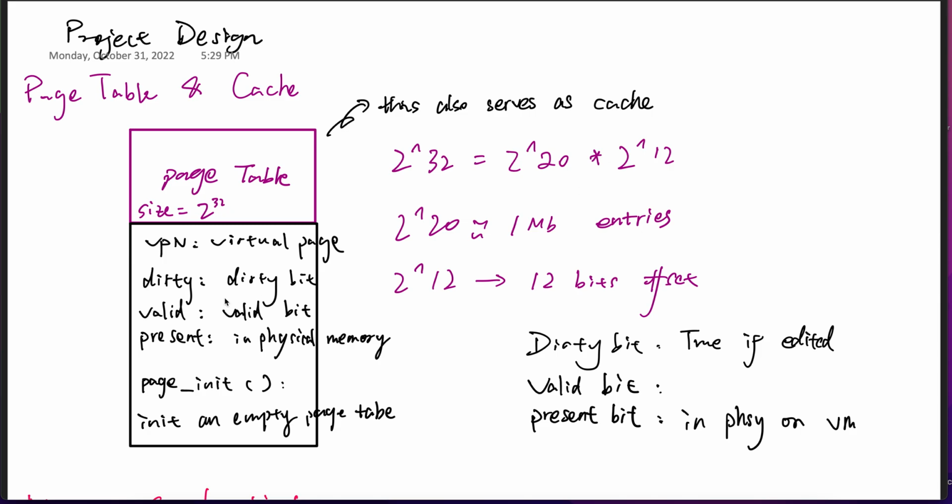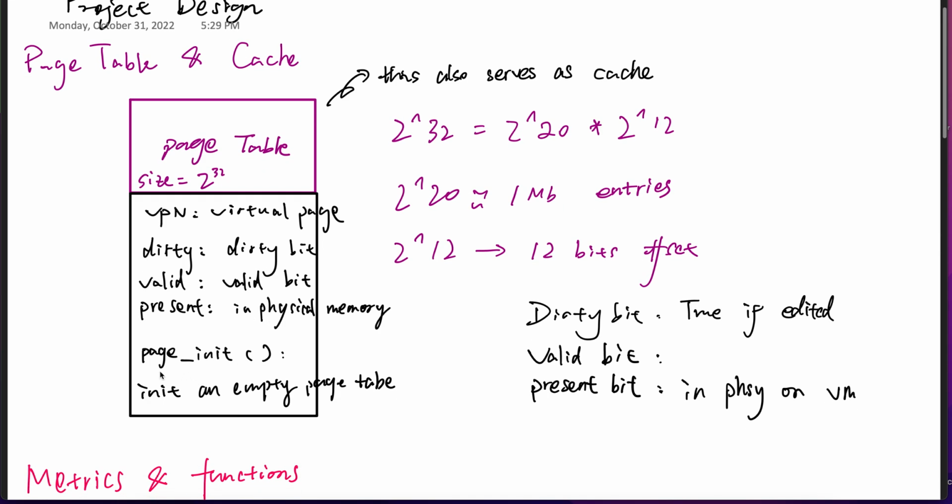Also, the most important thing is we should know the virtual page number, as well as the dirty bit, the valid bit, and the present bit, which also has an initialization method. So when we call the first page table and the second page table, we can do the initialization.